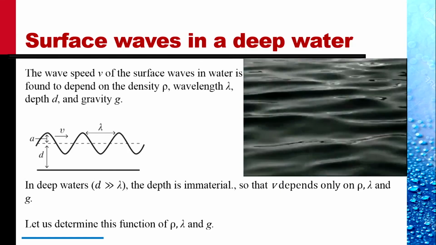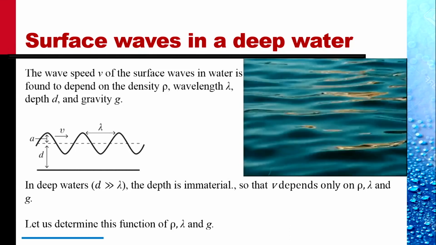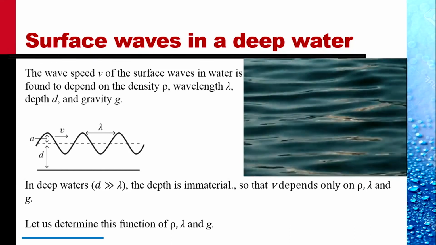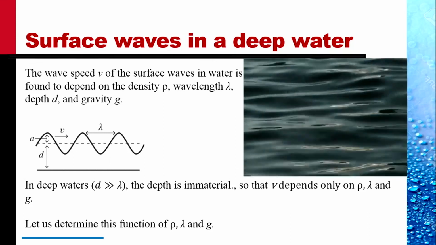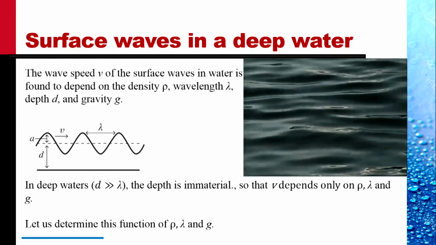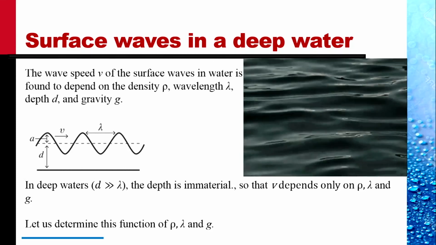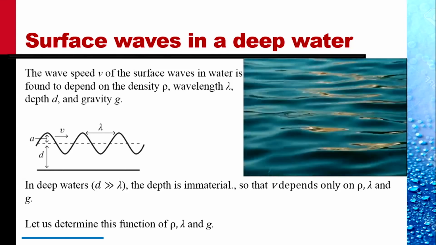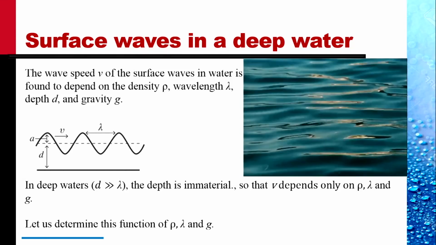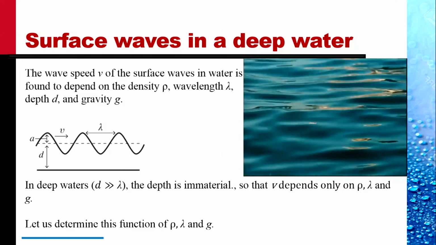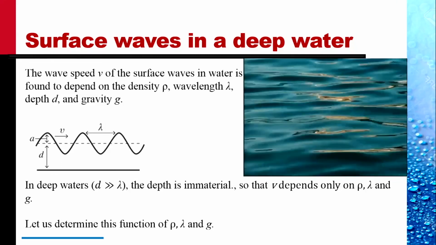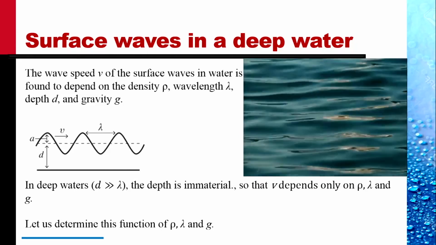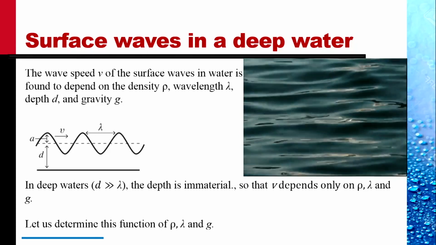Another example, surface waves in deep water. The wave speed v of a surface wave in water is found to depend upon the density rho of the water, the wavelength lambda, the depth d, and gravity g. The waves are moving on the surface of water. The fluid particles are not moving. This is the speed of surface waves.